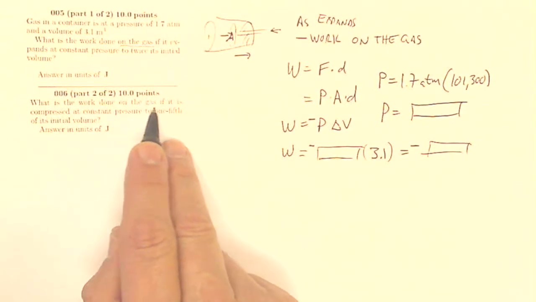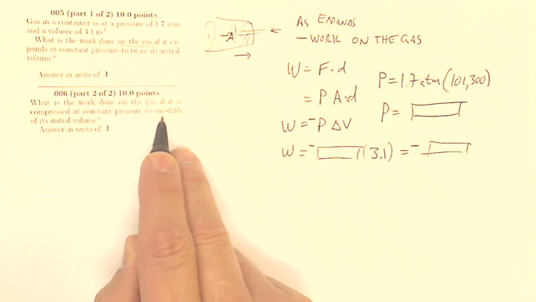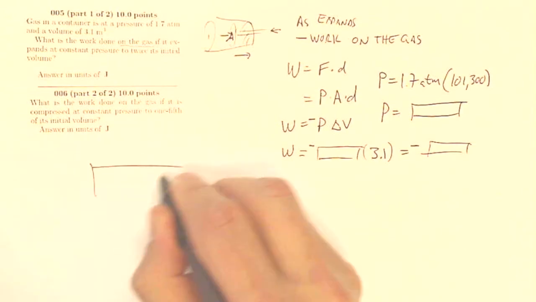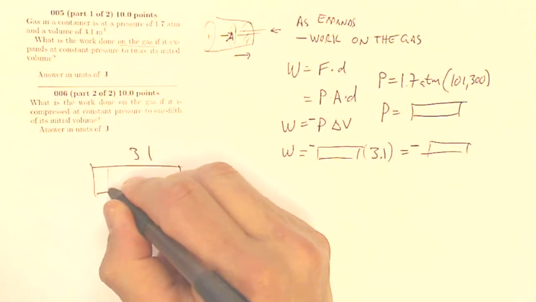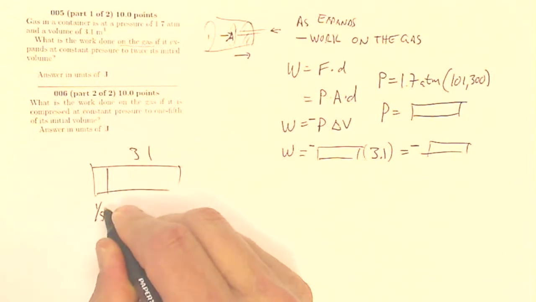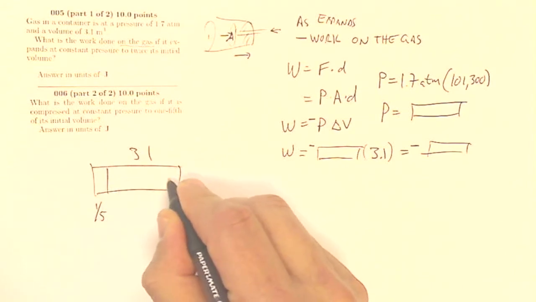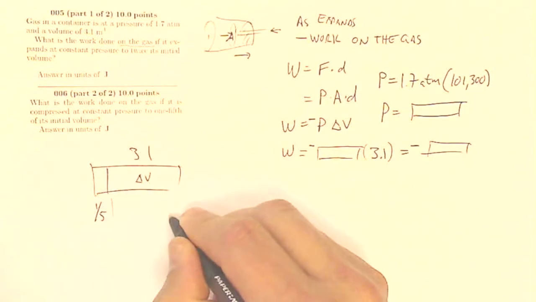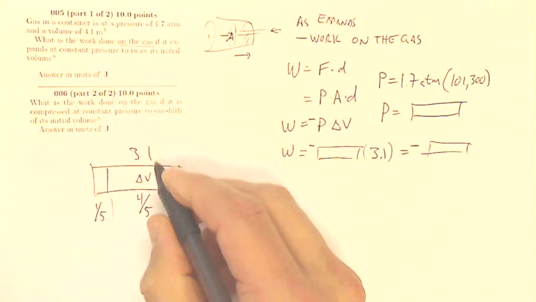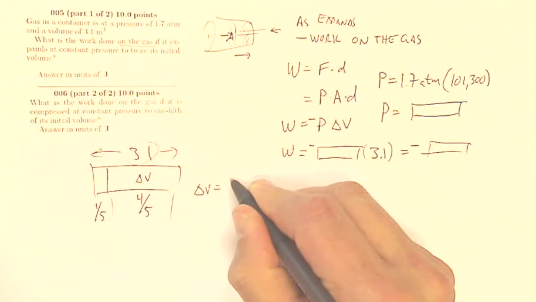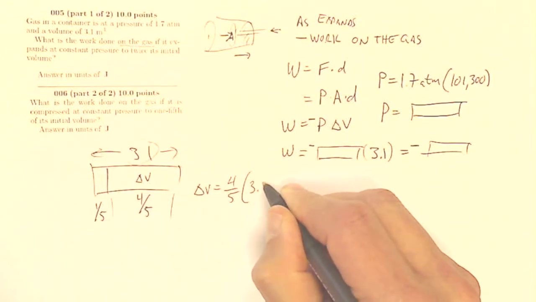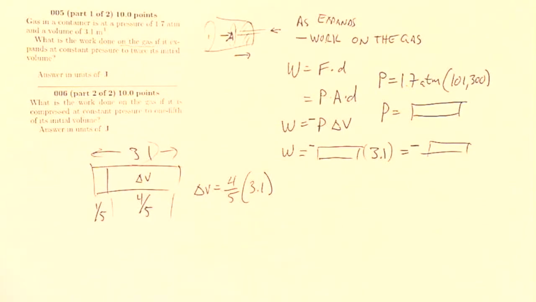The second one says, what is the work done on the gas if it is compressed at constant pressure to 1/5 of its initial volume? So I start with an initial volume, which is 3.1 meters cubed, and I'm compressing it down to 1/5, right? So now 1/5 is what I'm left with. That means that it's compressed. My delta V is going to be the rest of it, 4/5 of my original 3.1. So I had 3.1 total. I compressed it down to 1/5 of that. That means my delta V was 4/5 of that. So my delta V is 4/5 of 3.1.